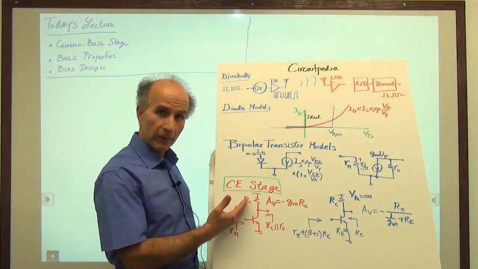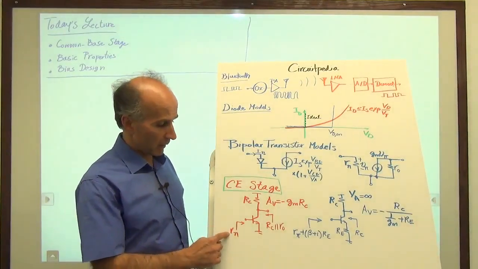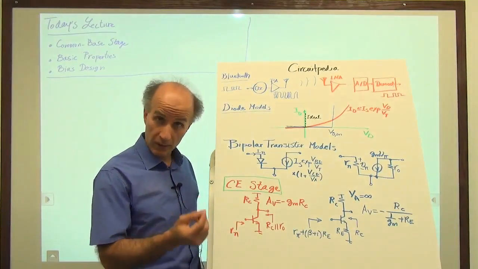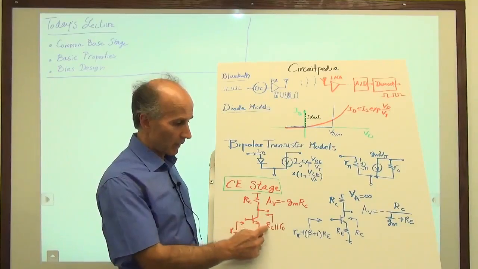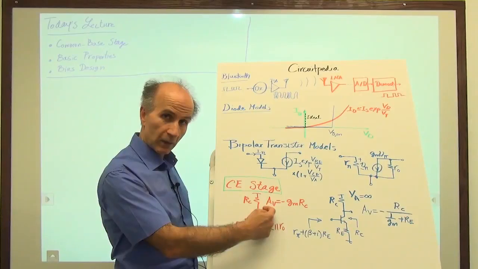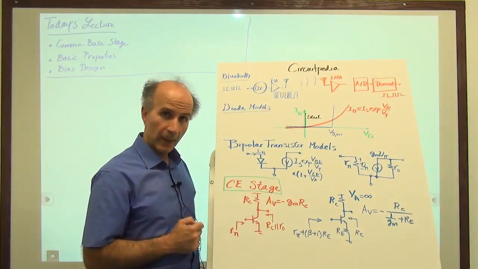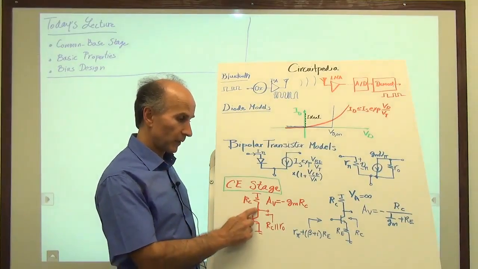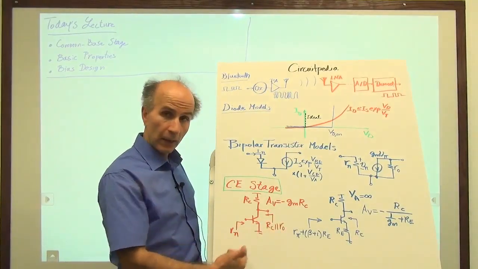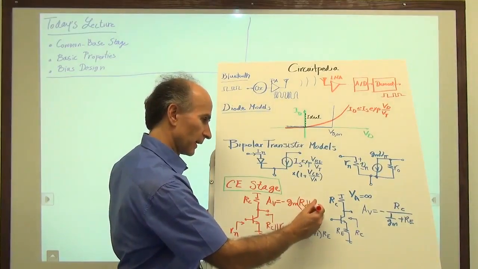We saw that if it's a simple stage without degeneration, then the input impedance is R pi. That's what we measure between the base and ground using small signal analysis. The output impedance is RC in parallel with RO, again measured with respect to ground if we place this in a black box. And the voltage gain from the input to the output is given by minus GM RC, or RC in parallel with RO if we want to include that. So maybe I'll include that here just for completeness.